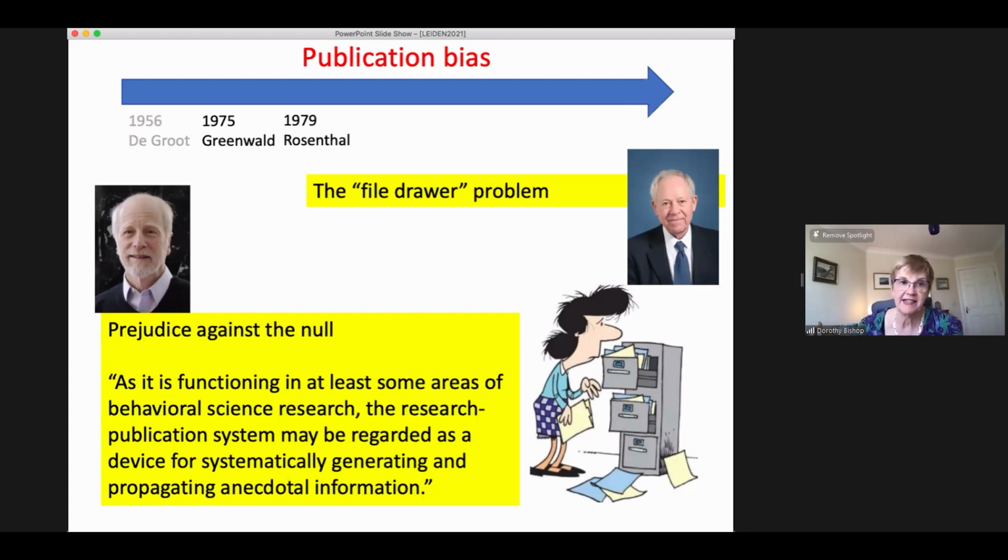This goes back to the 1970s at least. Greenwald famously talked about prejudice against the null, although Rosenthal had the much more snappy idea of the file drawer problem, which we can all relate to. You've got a file drawer full of the things you never published because they didn't work out. And Greenwald makes the point that if you actually are prejudiced and you don't like to publish null results, you can end up with a whole load of things that are published that are very misleading because they're not representative really of results in the field if you only see the positives. And as he said, the publication system may be regarded as a device for systematically generating and propagating anecdotal information.